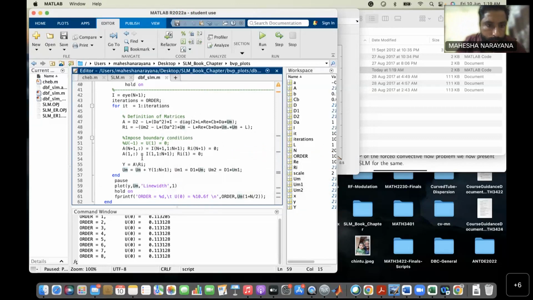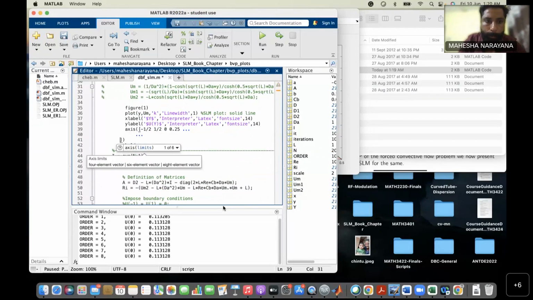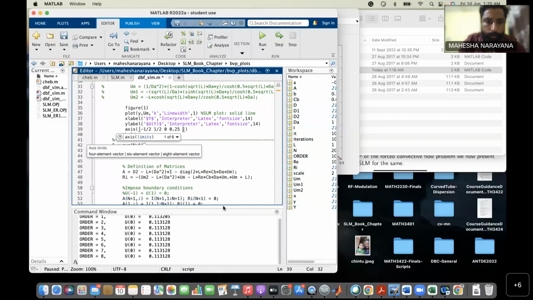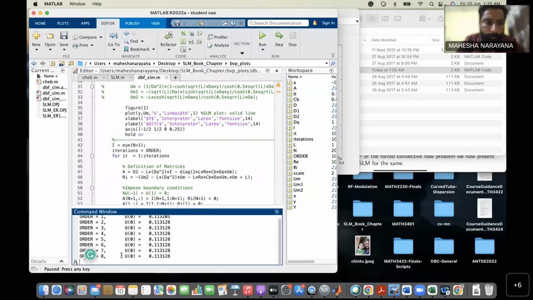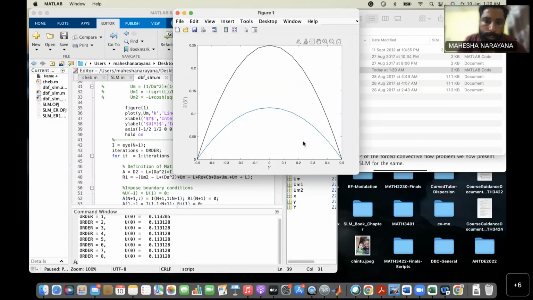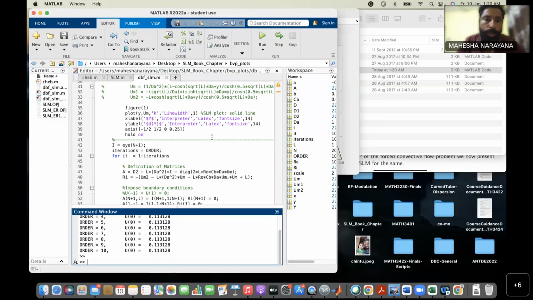I'll run it once more and show it to you. Yeah, so I'm running 10 iterations. I'm just enlarging the plot. You see, after the second iteration itself, the solution converges. Okay, so we will come back to this code when we have to.